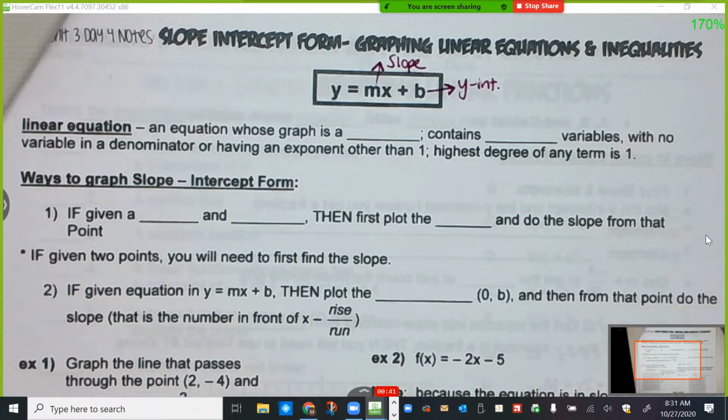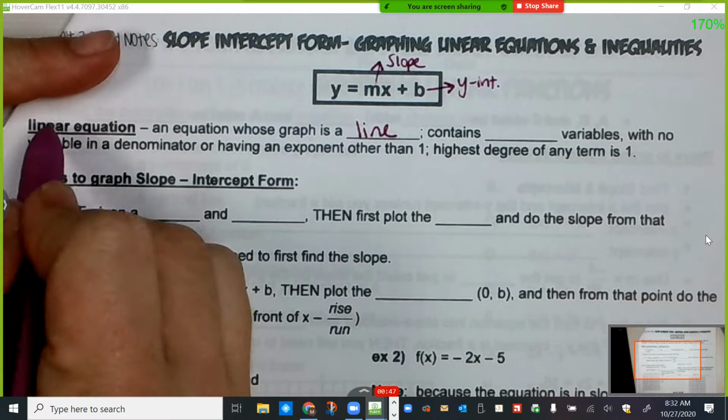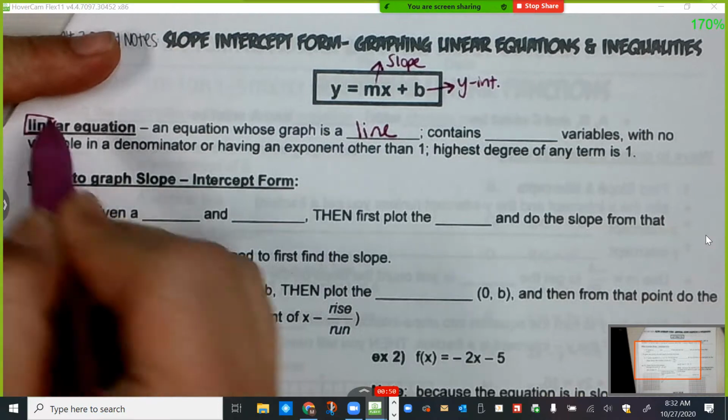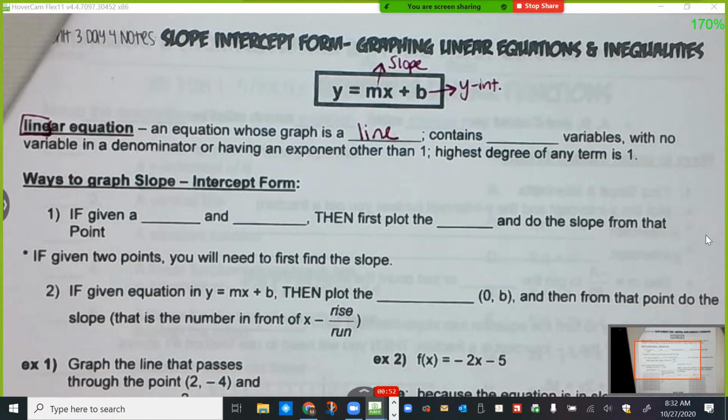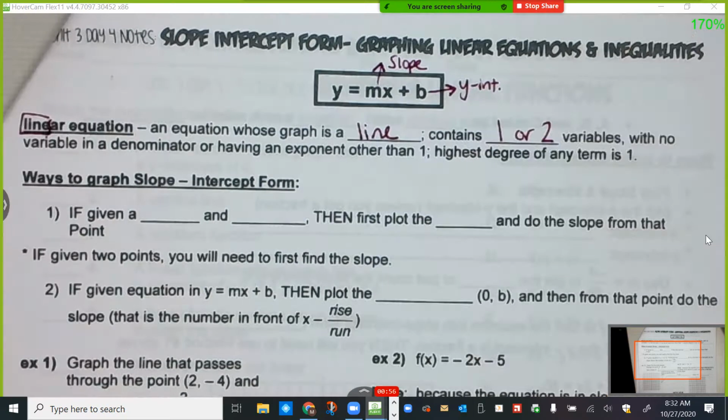Okay, so a linear equation is an equation whose graph is a line, a straight line. If you notice, in linear, doesn't it have the word line? Yeah. Okay, and then it contains one or two variables. Usually two, usually an x and a y, right? We're going to talk about the special cases that only have one variable here in a minute.